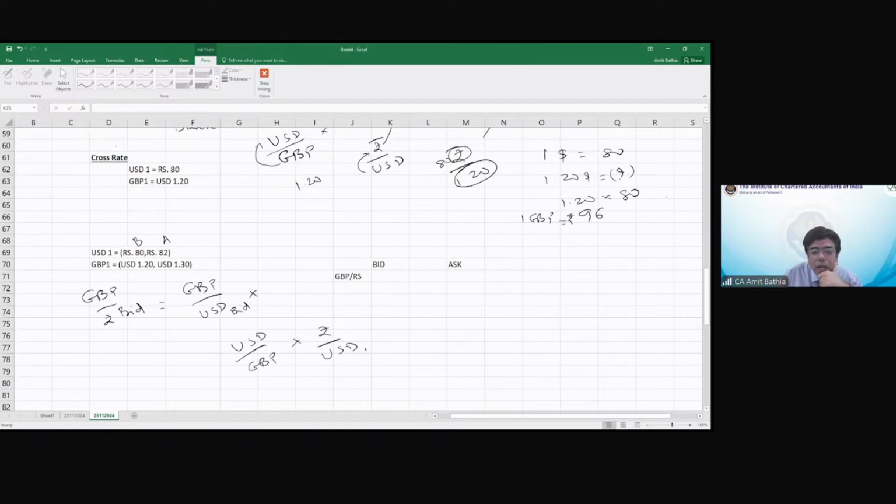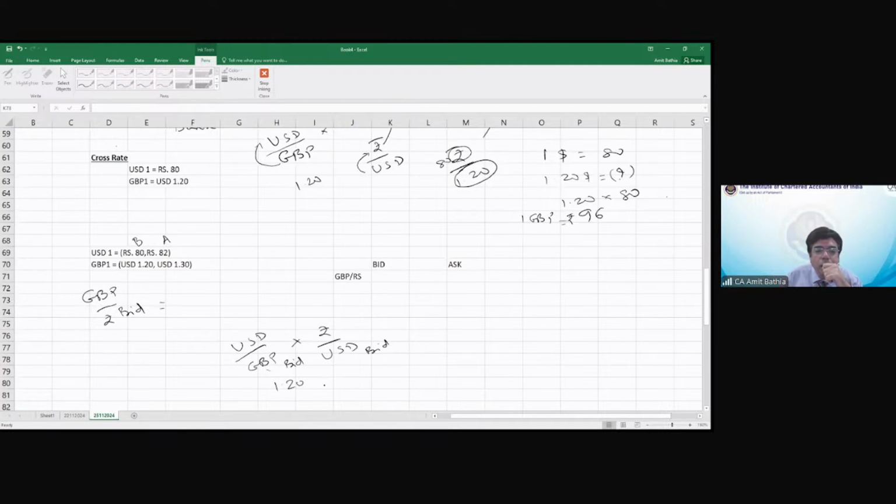So here I have bid, and I want this also to be bid. But the challenge is, do I have USD per GBP bid available to me? So 1.2 is bid, right? But what is the bid price for USD to GBP? The cross price is here, then 1.3 is bid. USD to GBP, 1.2 or 1.3?